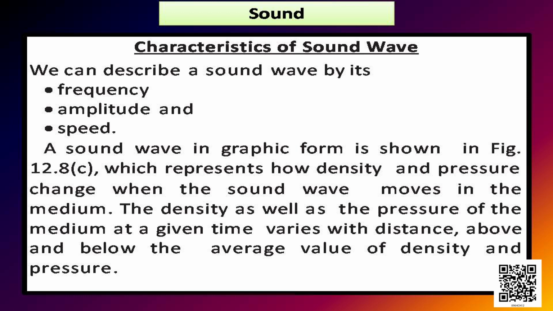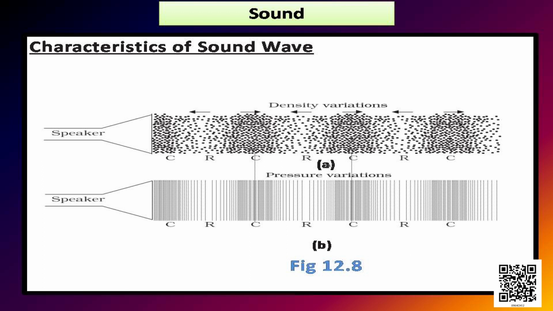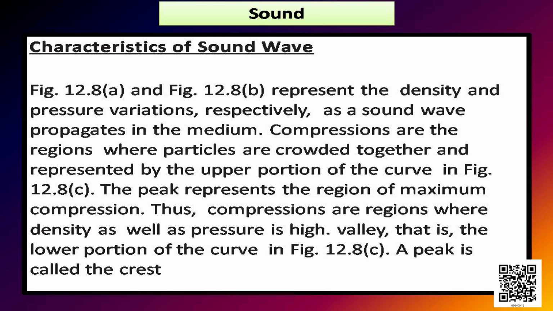The density as well as the pressure of the medium at a given time varies with disturbance above and below the average value of density and pressure. Figure 12.8a and figure 12.8b represent the density and pressure variations respectively as a sound wave propagates in the medium. Compressions are the regions where particles are crowded together and represented by the upper portion of the curve.